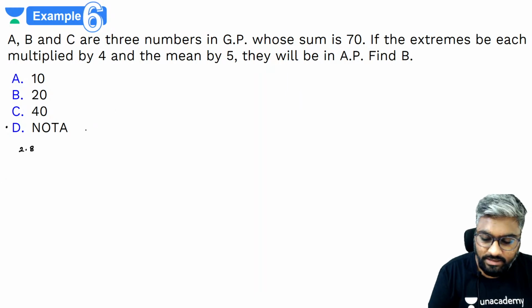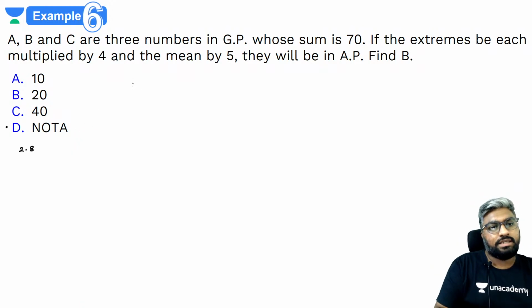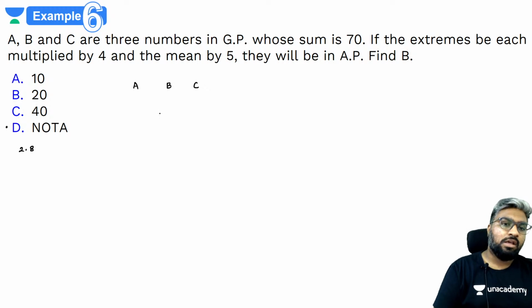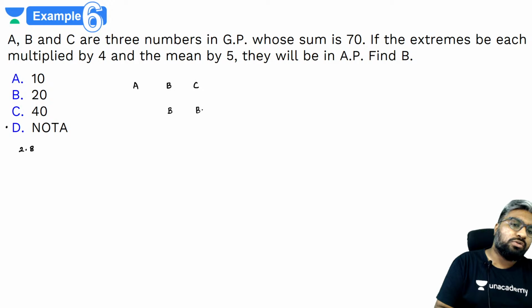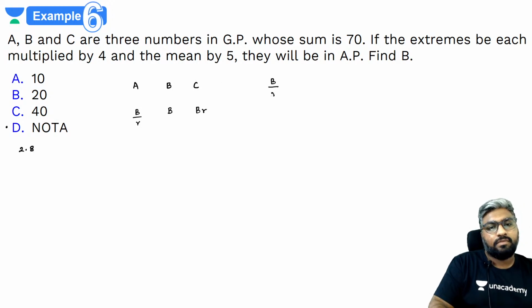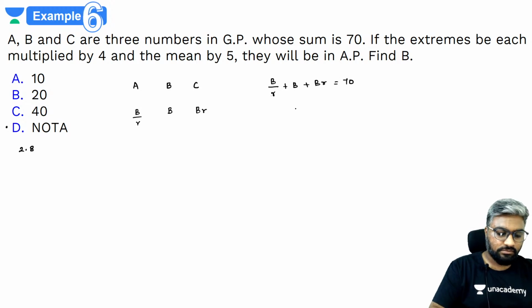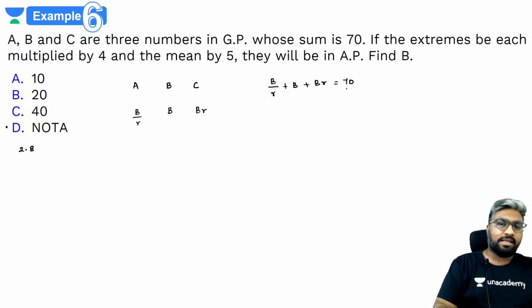Okay, there are a lot of things that we can take into consideration. ठीक है, A, B and C. तो अगर B का टर्म B है, can I say C is nothing but B into R and A is nothing but B by R? They're saying the sum is 70 है ना, B by R plus B into R is 70. Does this make sense, guys? So this is one of the things that we can do.